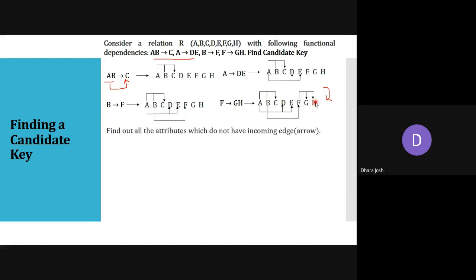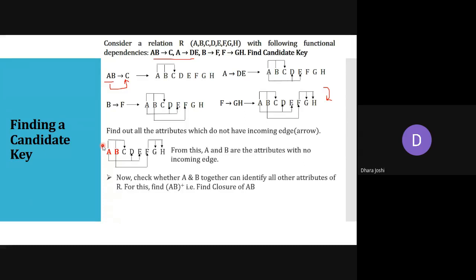Identify the attributes which do not have any incoming edges or arrows. So if you observe here in A and B, these two attributes, we are not having any incoming edge. So identify those attributes. Now try to identify the closure set of this attribute. That means AB plus means closure set. Closure set comes with two terms, closure set of functional dependency and closure set of attributes. Here it is written AB plus. These A and B are different attributes here. So we can say this is a closure set of attributes.